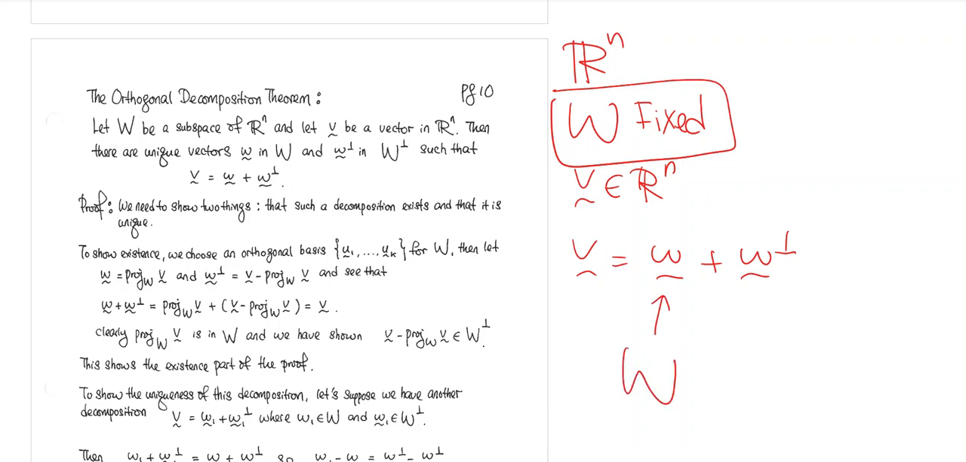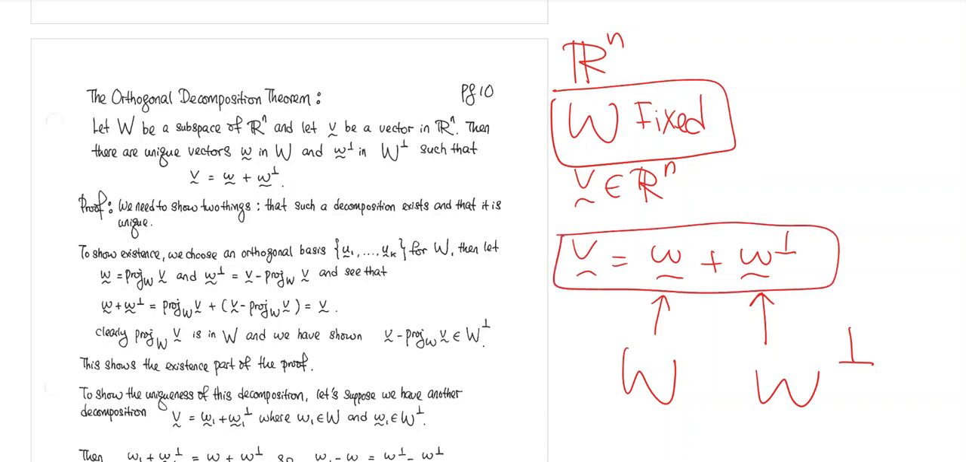This is from vector space W, and this is from vector space W perp. So to show that this is possible, that's the easy part. Because how do we find W? The first part of the theorem is basically me suggesting to you what W is. My suggestion is that W is the projection of V onto this vector space W. So this is my W. I'm claiming that this is going to be my W.